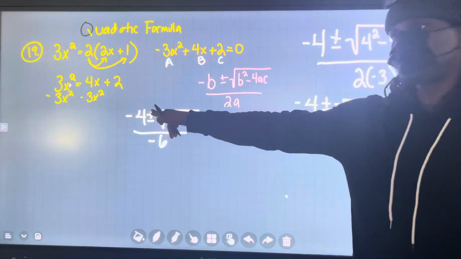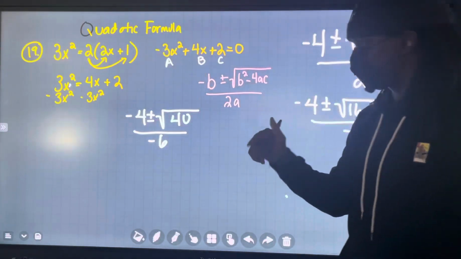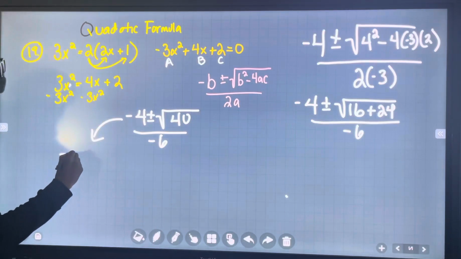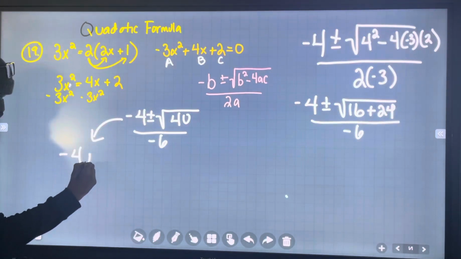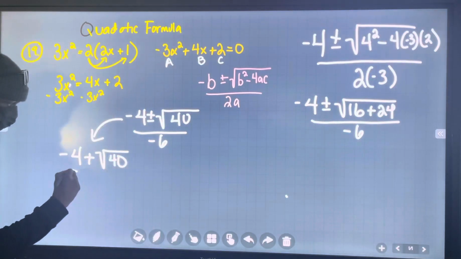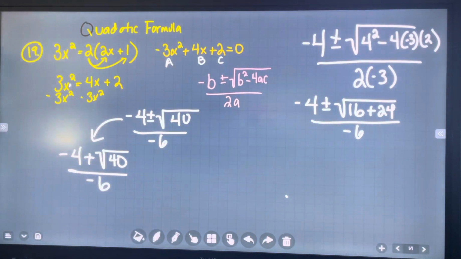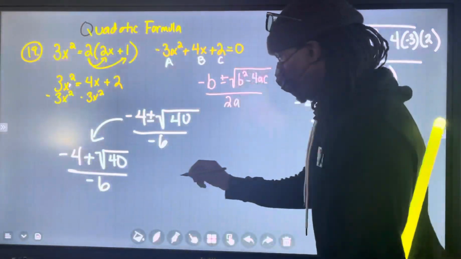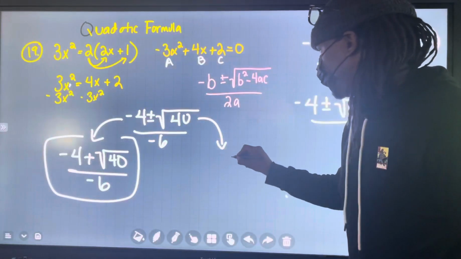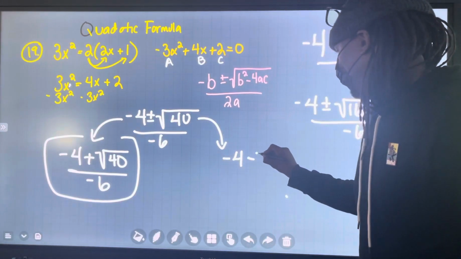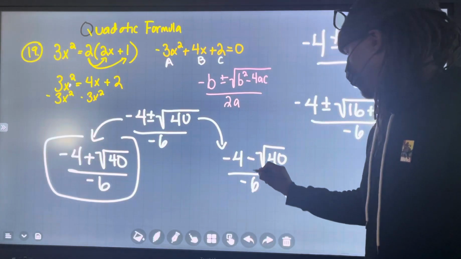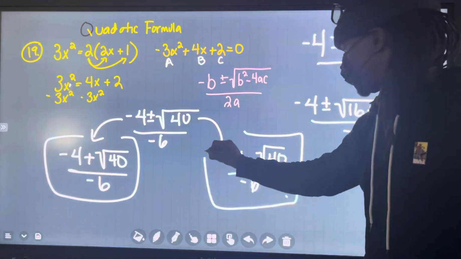So remember, this plus or minus turns it into 2 equations. One side would be negative 4 plus radical 40 over negative 6. That's one answer. The other side will be negative 4 minus radical 40 all over negative 6. There's your 2 answers.